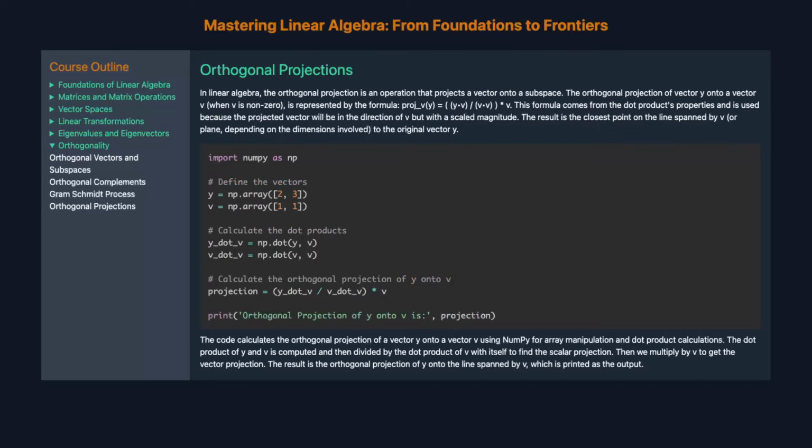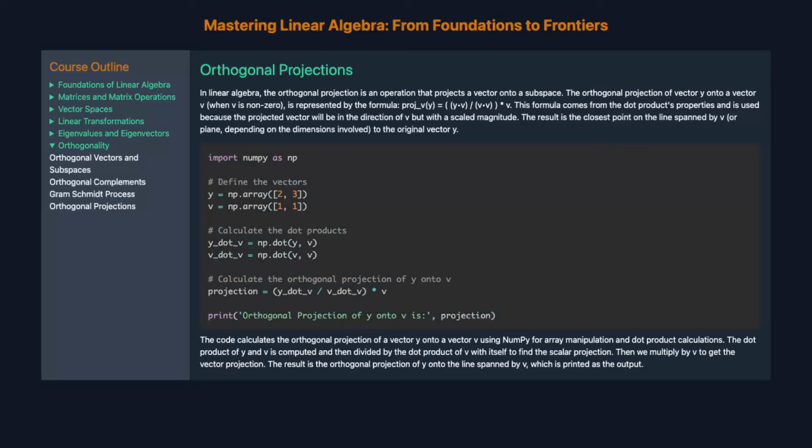Orthogonal projections. In linear algebra, the orthogonal projection is an operation that projects a vector onto a subspace. The orthogonal projection of vector y onto a vector v, when v is non-zero, is represented by the formula proj_v(y) = (y · v / v · v) v. This formula comes from the dot product's properties and is used because the projected vector will be in the direction of v, but with a scaled magnitude.